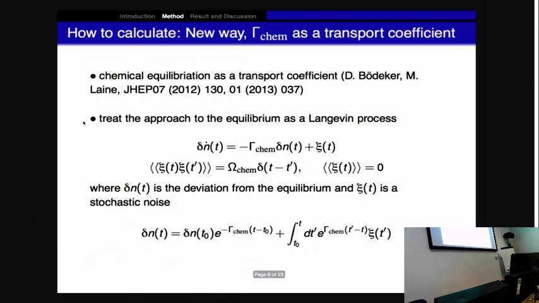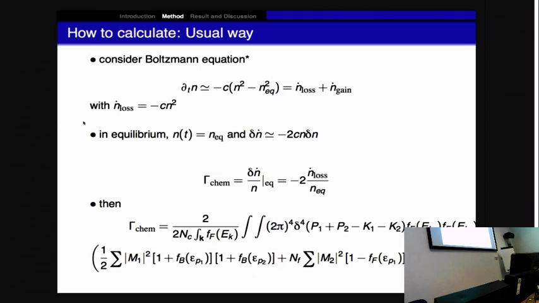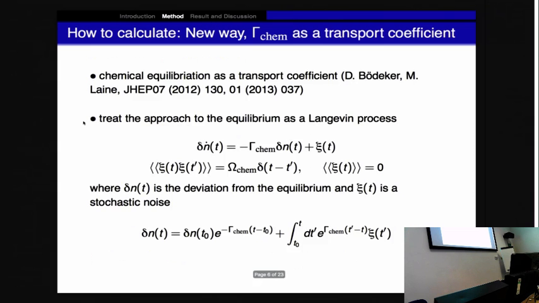Anyway, as we know well, QCD is highly non-perturbative around 1 to 2 T_c, which is the range we are interested in. So this Boltzmann equation cannot be applied. So Laine and collaborators developed a formalism which can be generalized to consider the chemical equilibration rate in terms of Langevin equations. And this is a short summary of what they mean, I think.